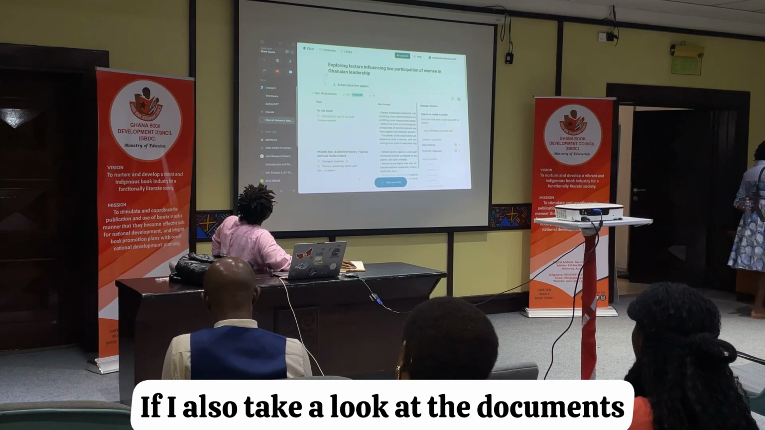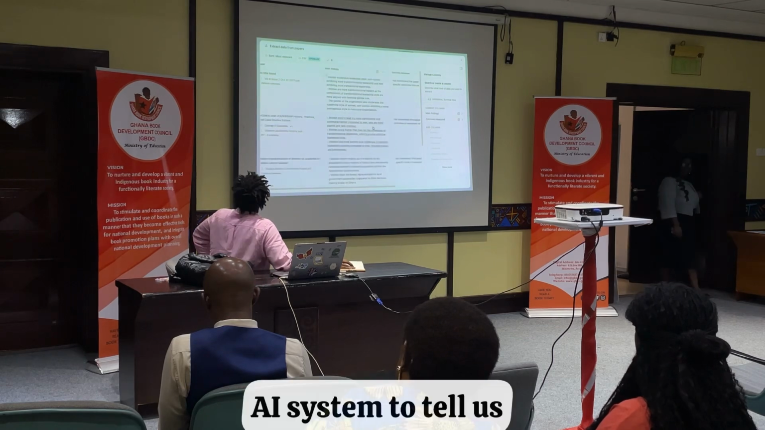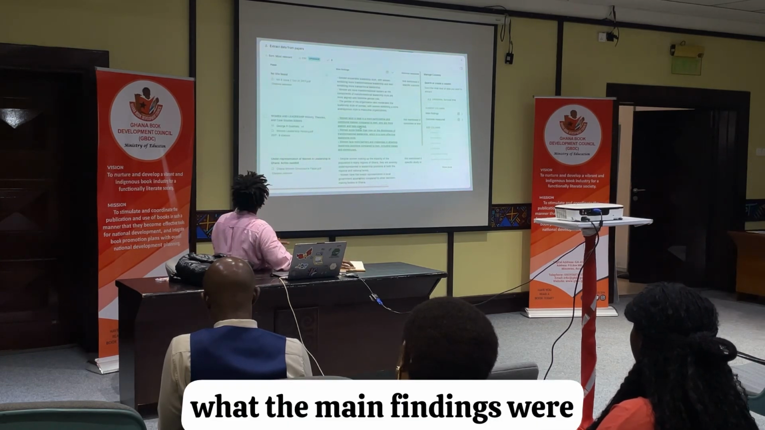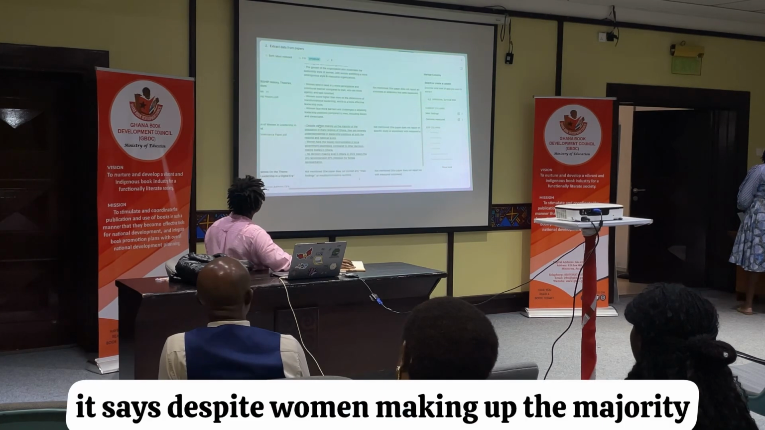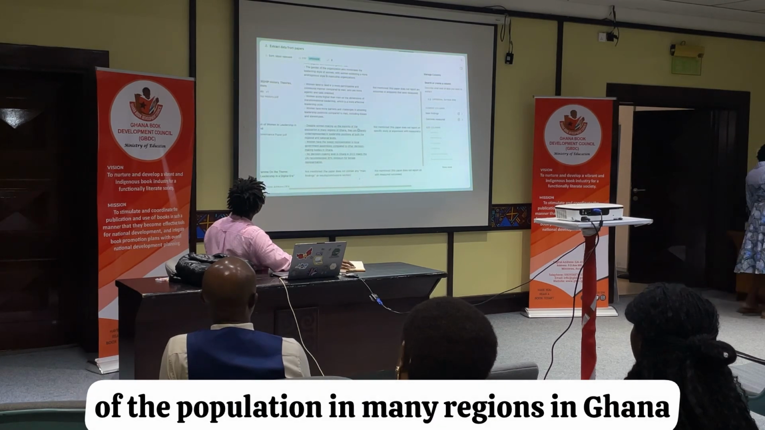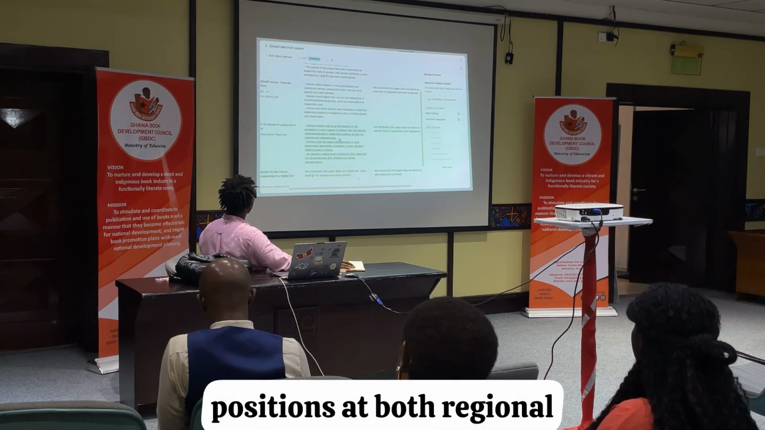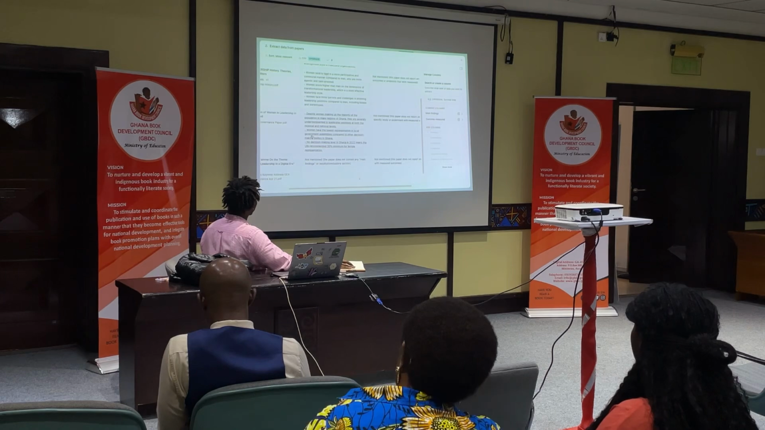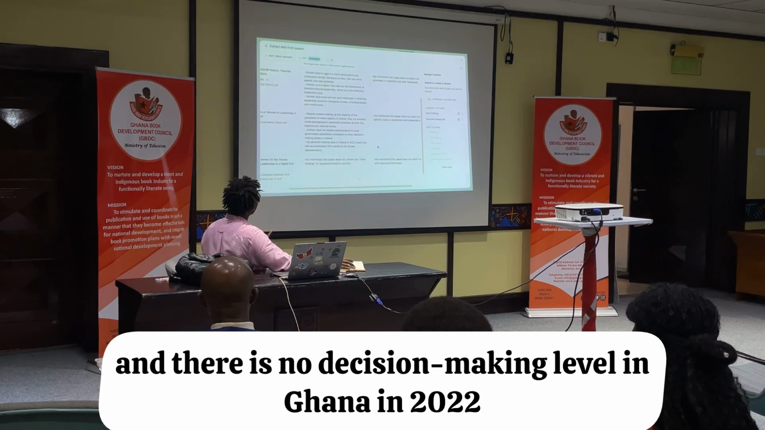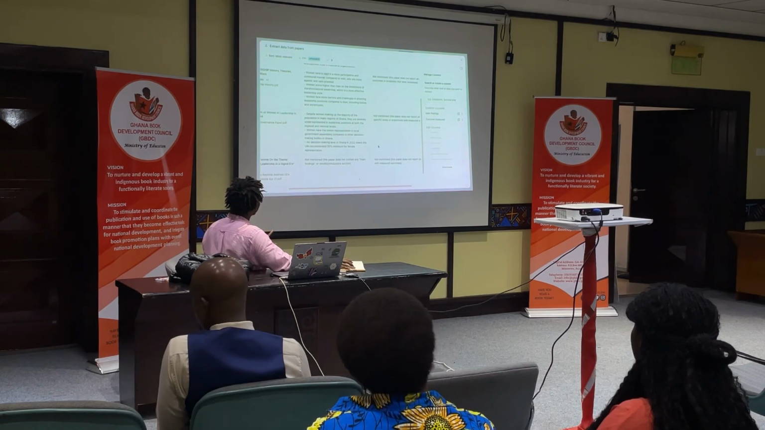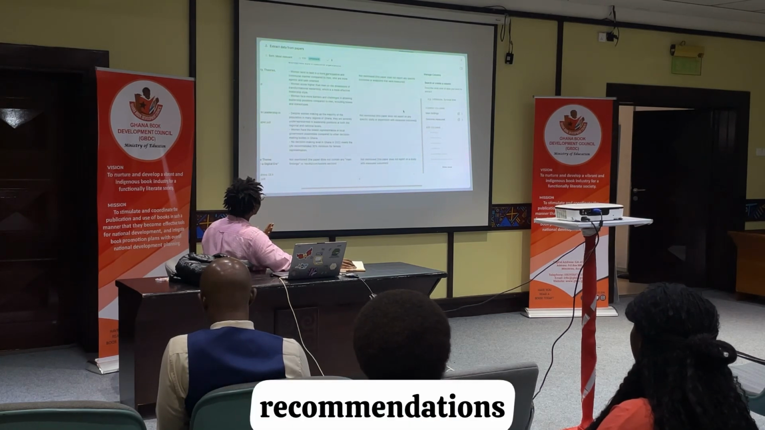If I also take a look at the documents that we extracted from, we can use this AI system to tell us what the main findings were. In underrepresentation of women in leadership in Ghana, it says despite women making up the majority of the population in many regions in Ghana, they are severely underrepresented in leadership positions at both regional and national level. Women have the lowest representation in local government assemblies, and no decision-making level in Ghana in 2022 meets the UN recommended 30% minimum for female representation.